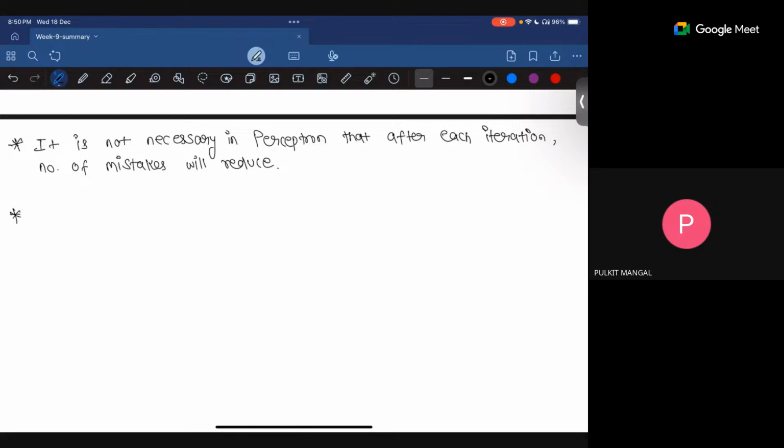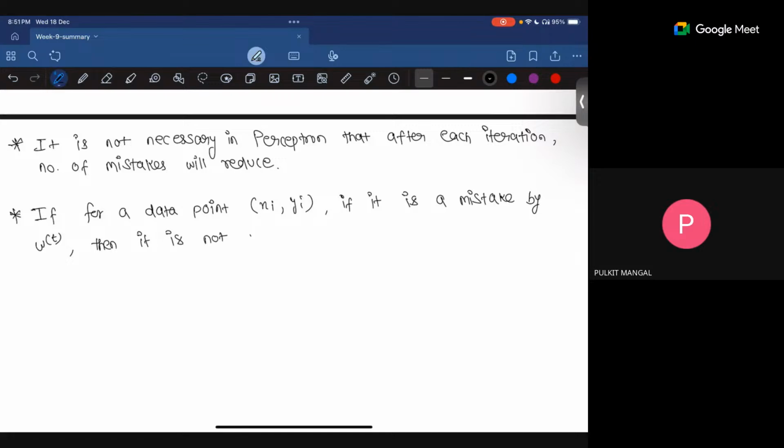Second point: if for a data point xi yi there is a mistake by wt, then it is not necessary that wt plus 1 will correctly classify it.